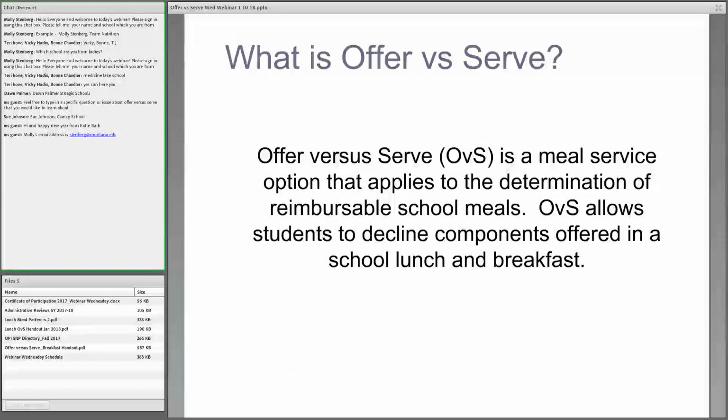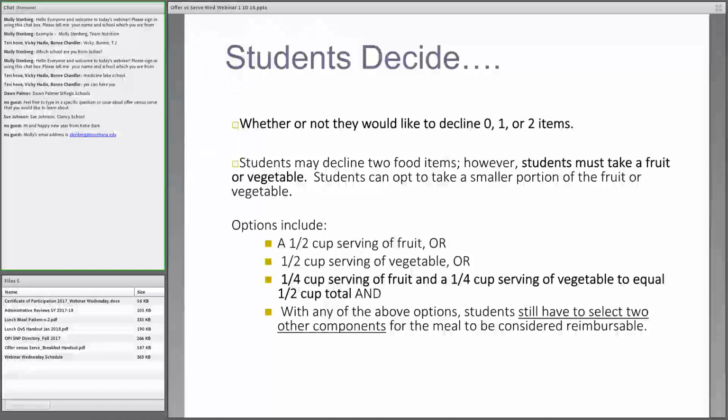So what is offer versus serve? It's a meal service option that applies to determine reimbursable school meals. It allows students to decline, or to politely say no thank you to, different components offered in both school lunch and breakfast. So the beauty of offer versus serve is students get to decide whether they would like to decline 0, 1, or 2 items. So for school lunch, we know we have to offer 5 items. Students can decide if they'd like to take all 5, or if they want to take 4 items, or they need to take at least 3 items. So it gives them the choice to say no thank you to the things that they do not want on their tray that day.